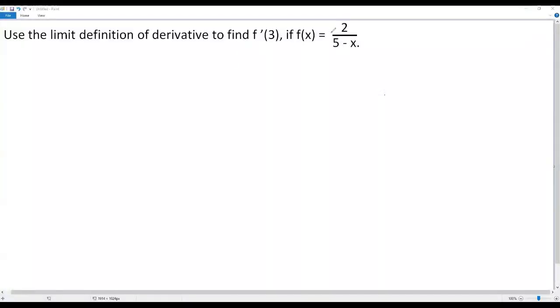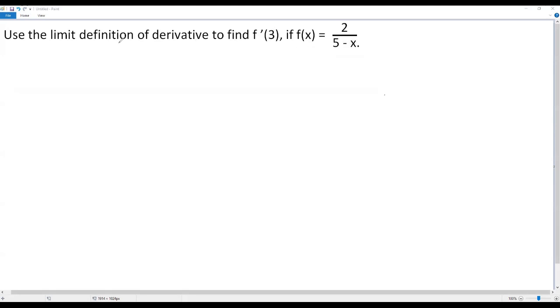Here we have a problem on derivative. Okay, let's go over the question. Use the limit definition of derivative to find f prime of 3 if f of x equals 2 over 5 minus x. There is a function given here, f of x equals 2 over 5 minus x, and we have to find f prime of 3.